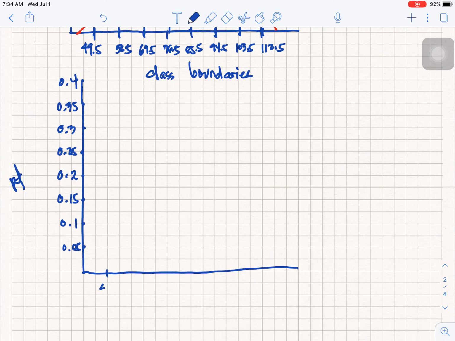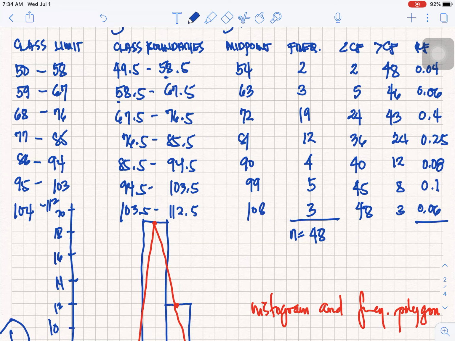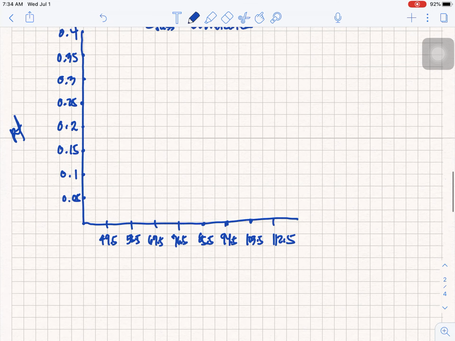For the class boundaries, we have there 49.5, 58.5, 67.5, 76.5, 85.5, 94.5, 103.5, 112.5. Okay, so for the first class, we have there 0.04. Okay, so we have it here.